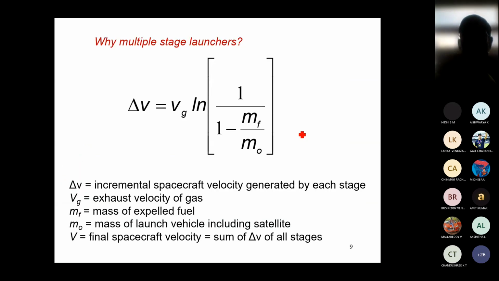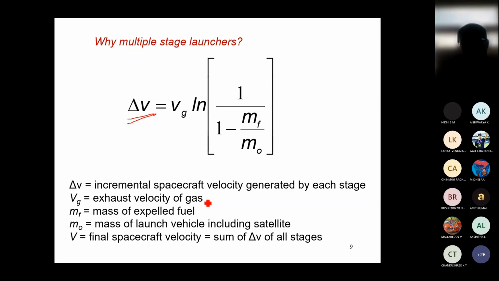Okay, so this is the question. Why multiple stage launchers? Okay, so the answer is this, Delta V. Delta V stands for the incremental velocity. Delta V represents the incremental velocity. So how can the incremental velocity be represented? That is equal to Vg. Vg stands for exhaust velocity of gas.